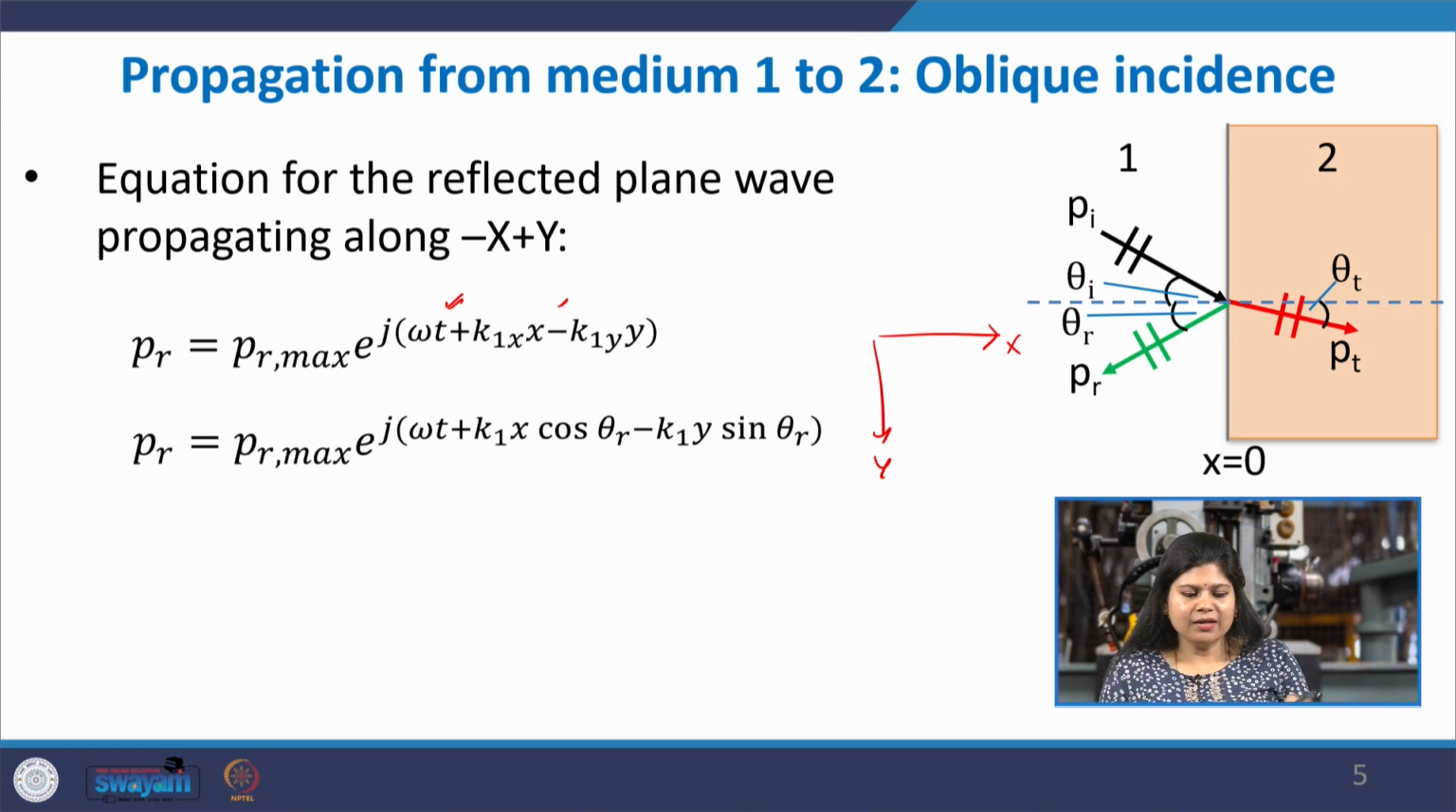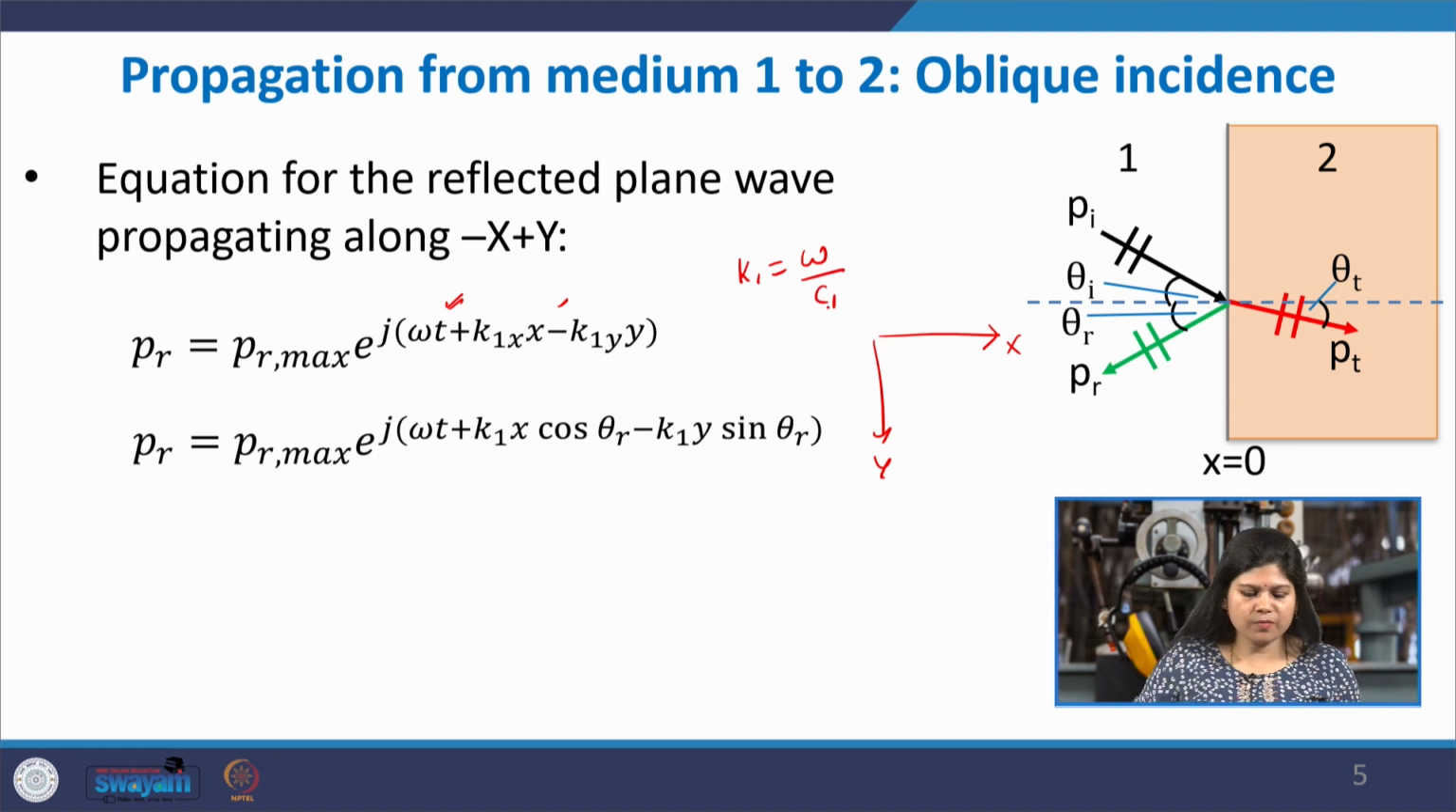If you again resolve this and write it in terms of k1, because the reflected and incident waves are in the same medium, they both have the same wave number k1, which is omega by c1. So, you resolve it, and the wave vector of the reflected wave is making an angle of theta r with the x axis. So, ultimately this is the relationship we get when we resolve its x and y components.